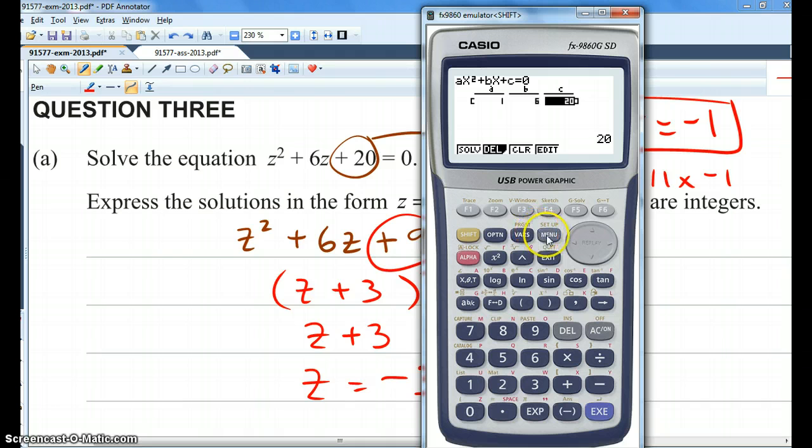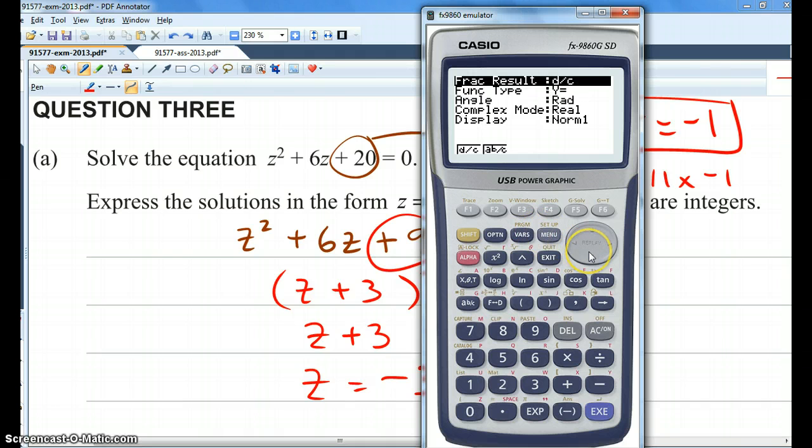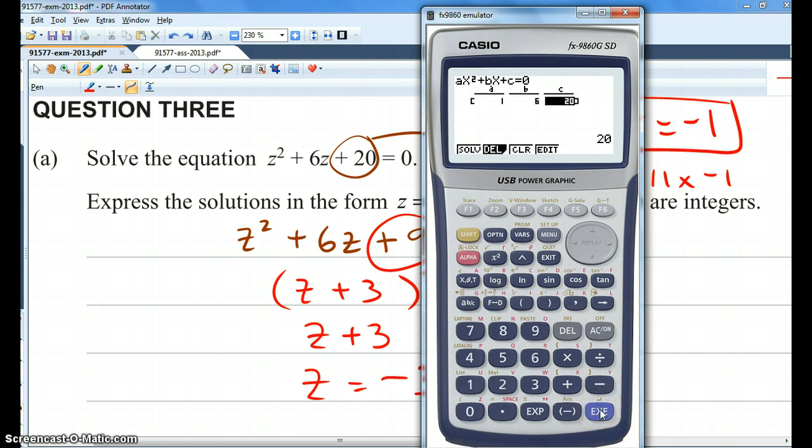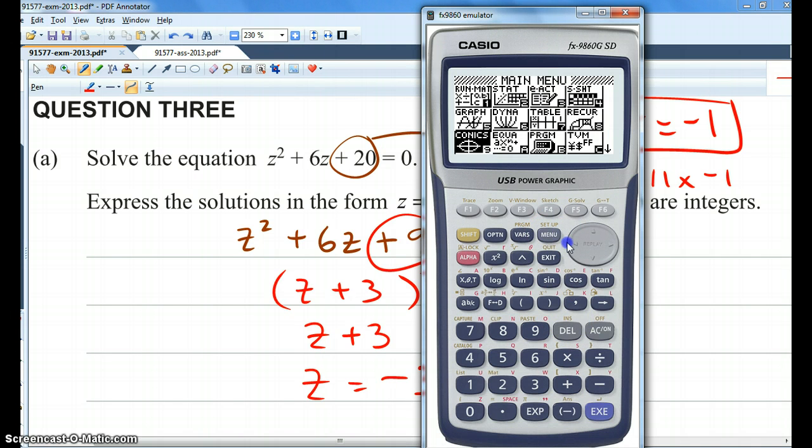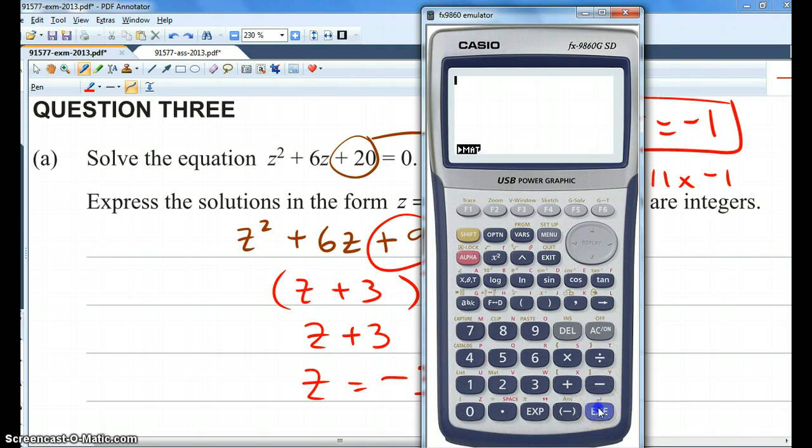Shift setup, and we need to have complex mode, can be that. Execute. So there we go. Now 3.3166, I could go here, and 3.3166 squared. Okay, I could guess 11, couldn't I?